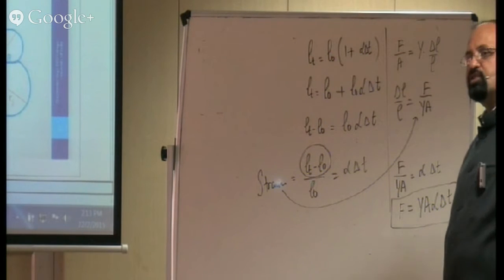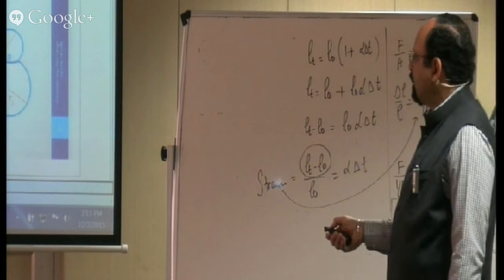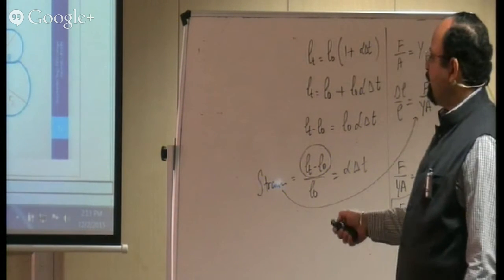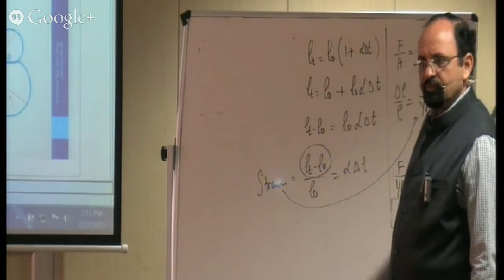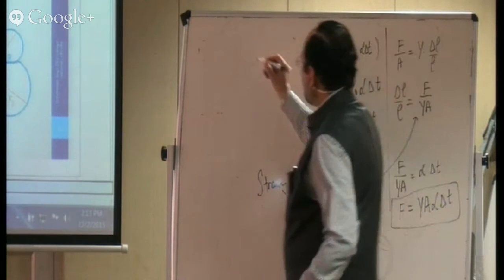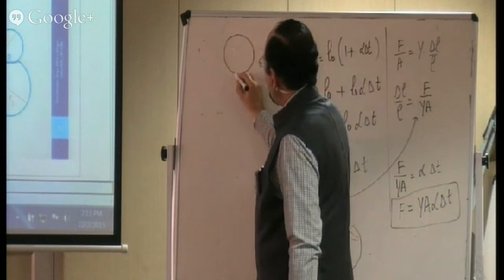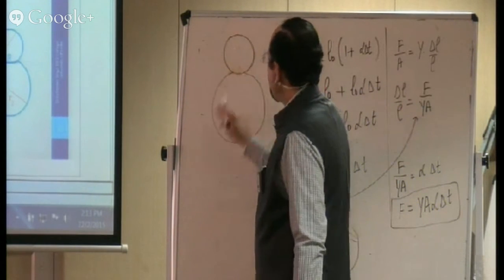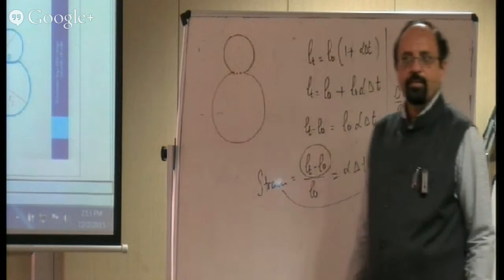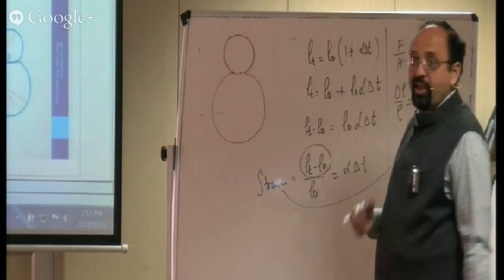Who is going to decide the radius of curvature? It is the pressure difference on the two sides. What I am saying is, if I have a small bubble and a bigger bubble, then this common surface between the two will take a shape.